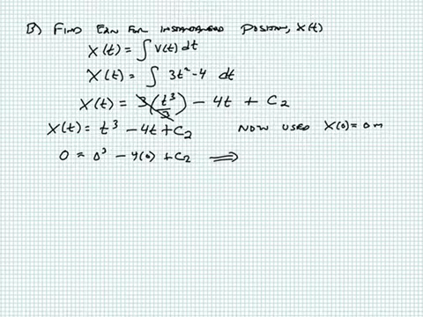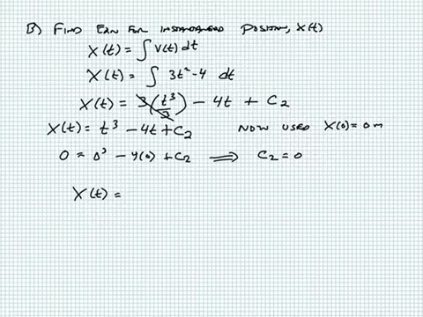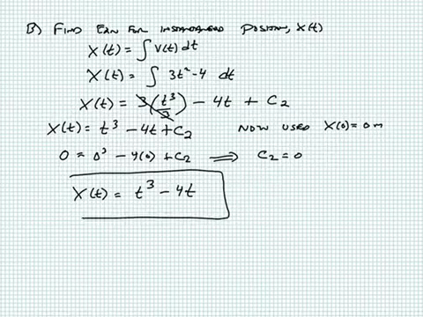And if I do this, then I get C2 is equal to 0. So now I can write my equation for position, my particular solution, which is x as a function of time is equal to t cubed minus 4t. All right. And so that's how we solve, starting with an acceleration and 2 known points.